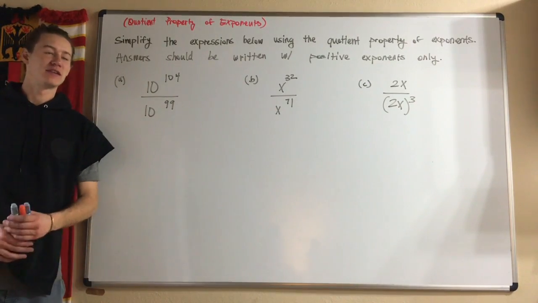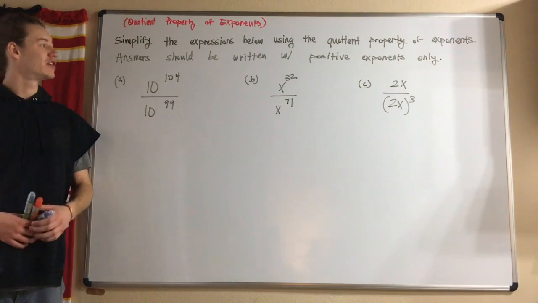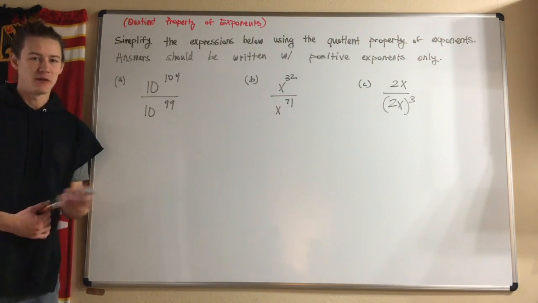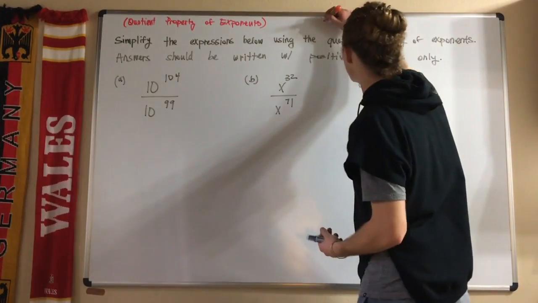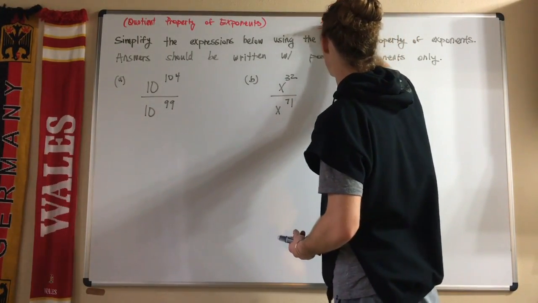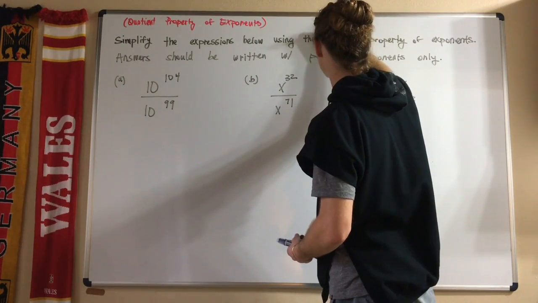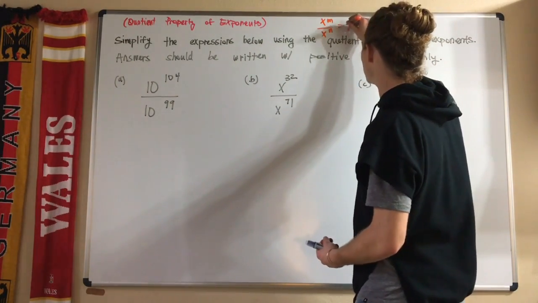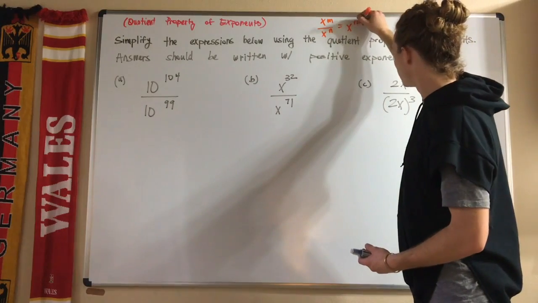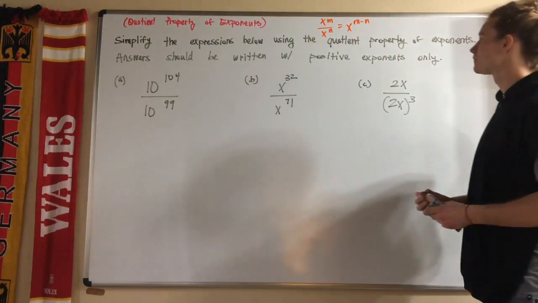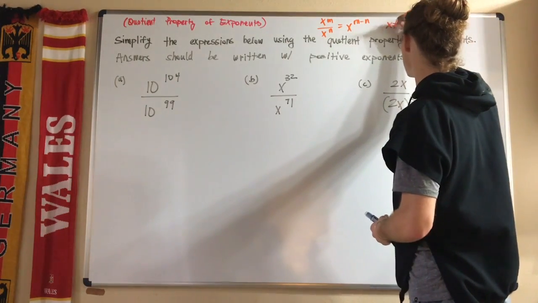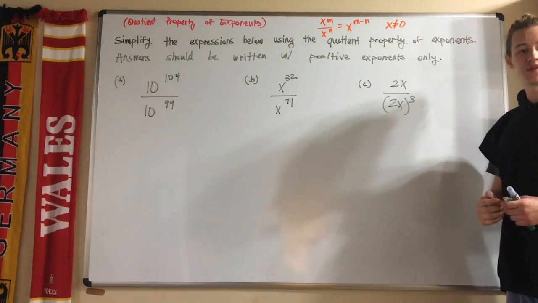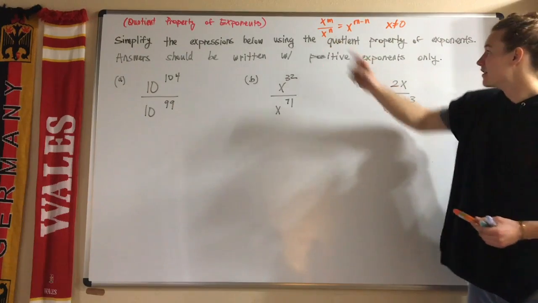The next problem I'd like to discuss has to do with the quotient property of exponents. Before we do this problem, let's remind ourselves the quotient property of exponents. It says if I have the quotient of x to the m and x to the n, this is the same as x raised to the difference of m and n. Now we have a special stipulation here that x cannot equal 0. Why is that? Just because we can't divide by a 0.